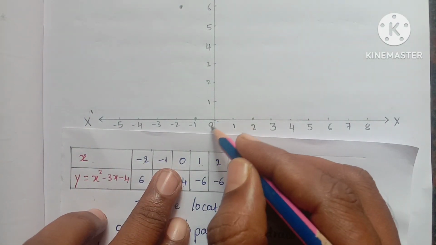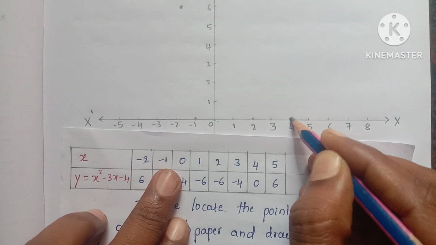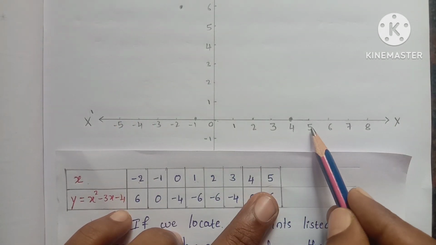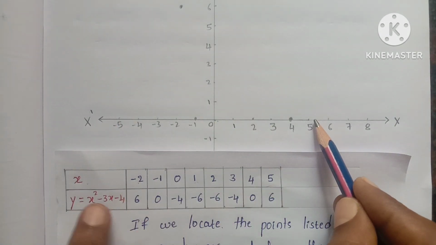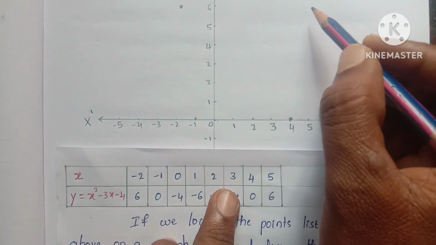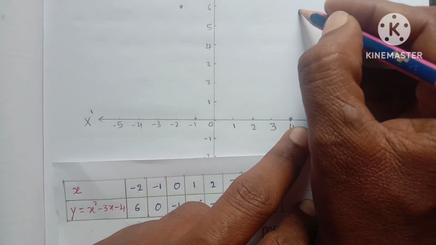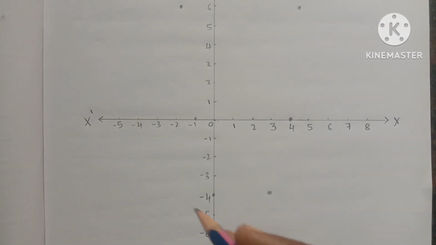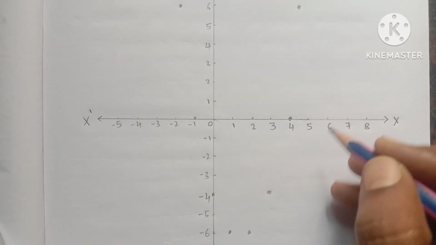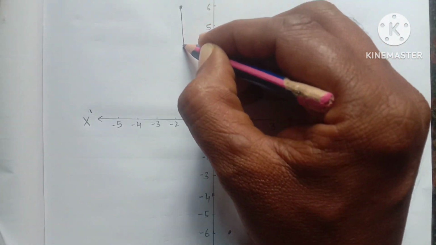The y value is 0, so we mark it on the 0 line. Next x equals 5, then y equals plus 6. Here we have to mark this point. Now we have to draw the graph, so I will join these points.